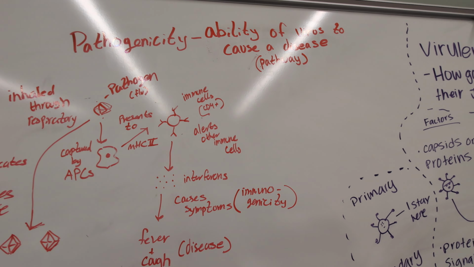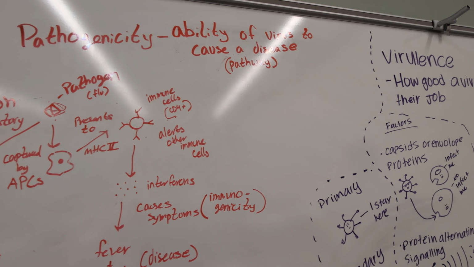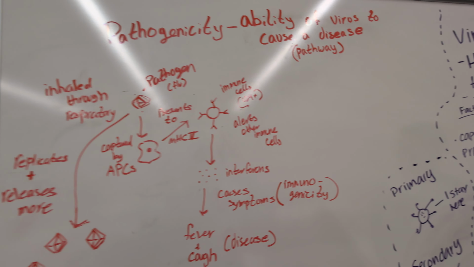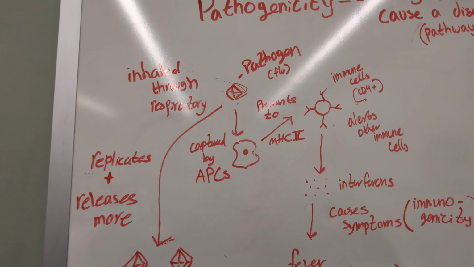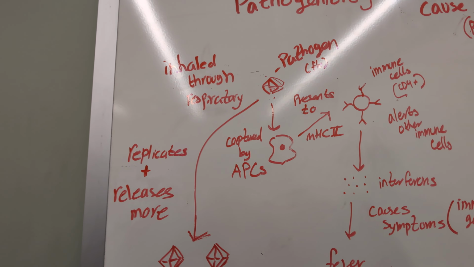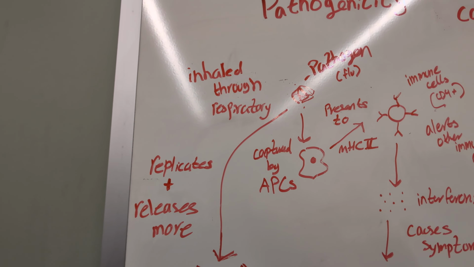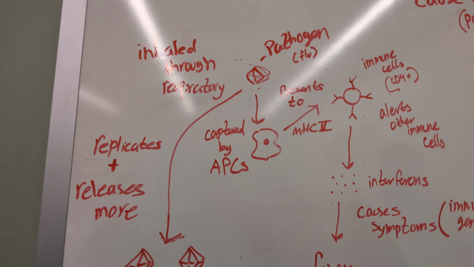Okay, so here we're about to explain the pathogenicity, which is the ability of the virus to cause a disease, or like the pathway of it. And here we chose specifically the flu virus, in which it starts off by being inhaled through the respiratory tract, which could be through your nose or your mouth.